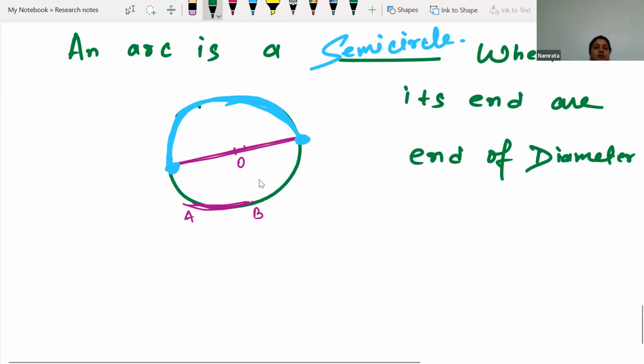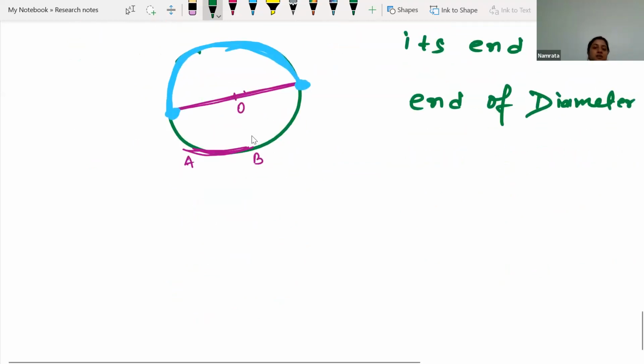As I can see here, an arc is a semicircle when its ends are the ends of a diameter. So whenever we are taking the ends of a diameter, the arc will be a semicircle, because diameter means the longest chord, a chord passing through the center of the circle. And if we take the arc like this, it will definitely be a semicircle.